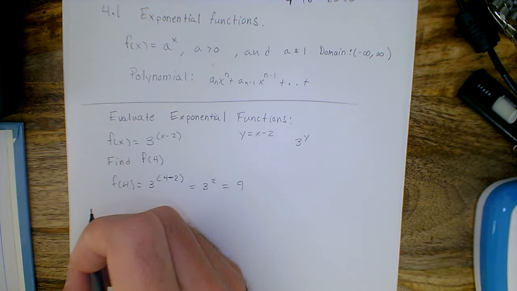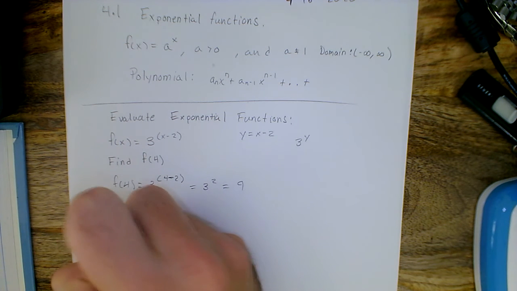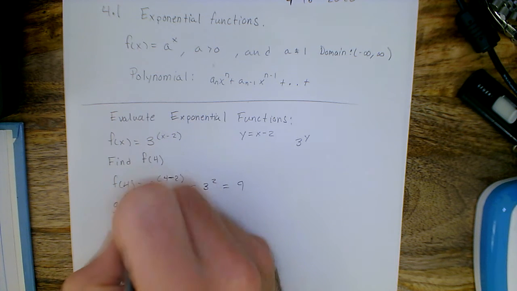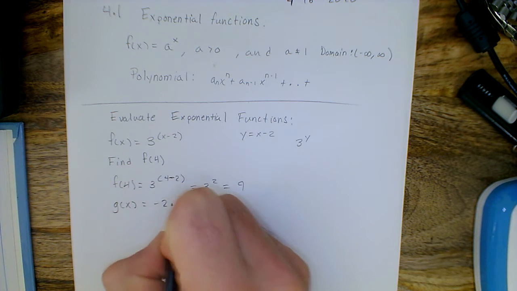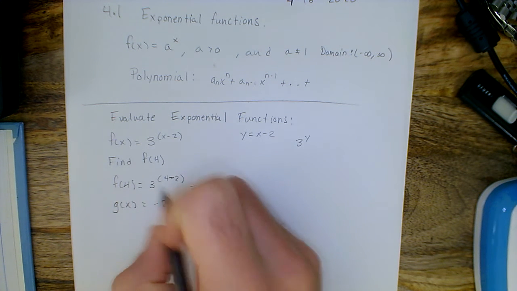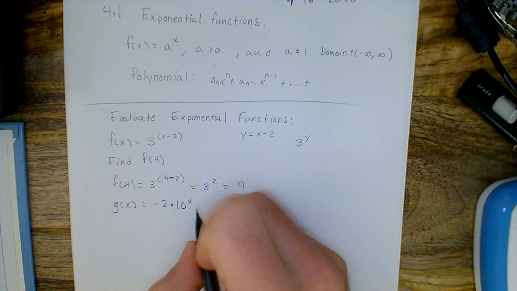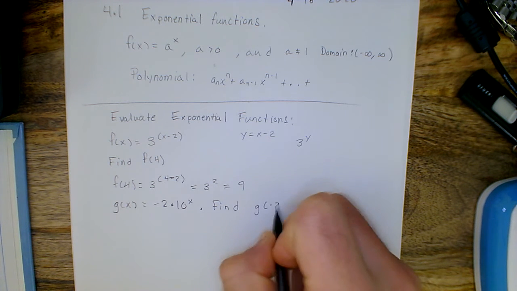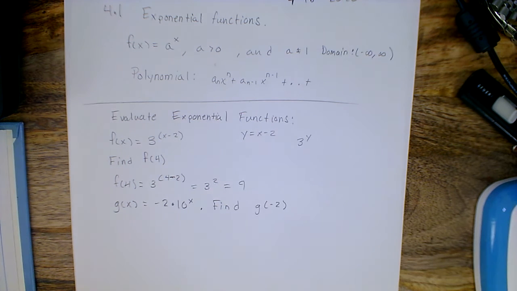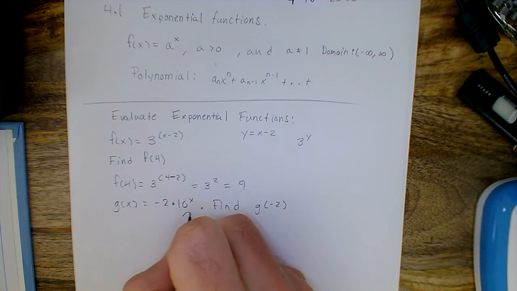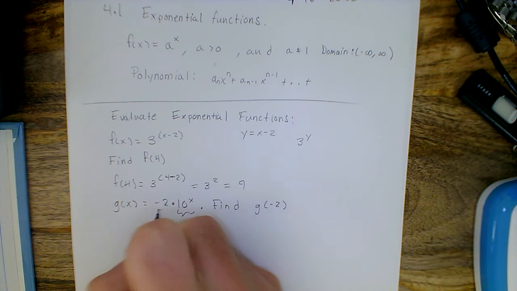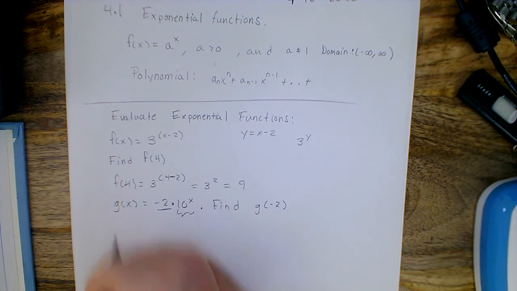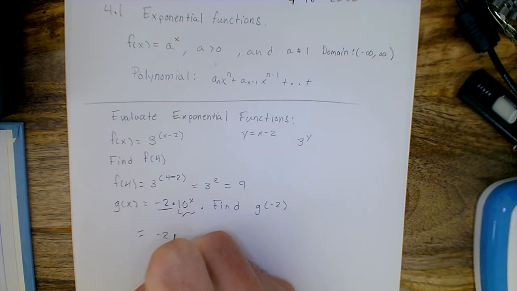Okay, what about g of x, another example, g of x equals negative 2 times 10 to the x. Find g of negative 2. Okay, so this is the exponential function right here. This is just a number being multiplied by it. So this is going to be negative 2 times 10 to the negative 2.